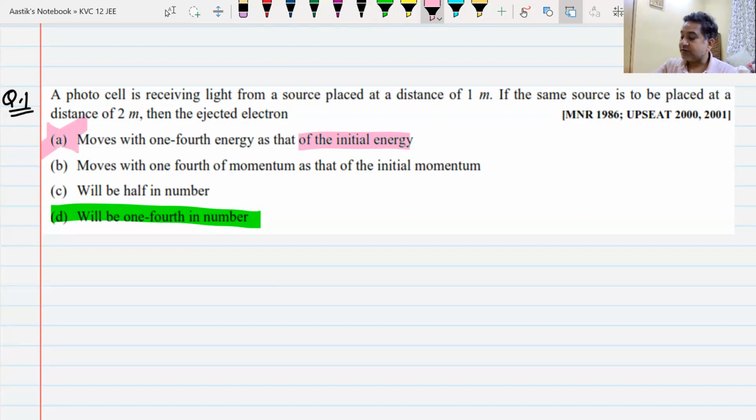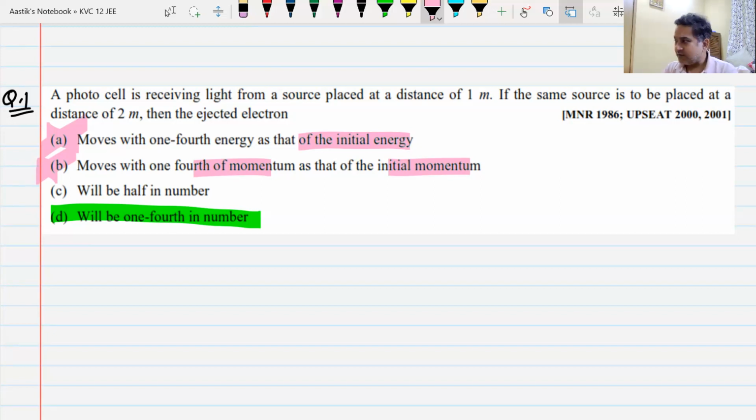Look at the second option, momentum. Now, we have seen the relation between momentum and energy. Mass is constant, so momentum is related to energy. If energy changes, then only momentum will change. Is the energy changing? Energy depends on frequency. Energy is not changing, so this has also gone. The only thing that can change is the number.